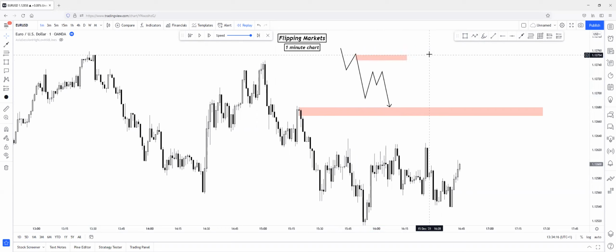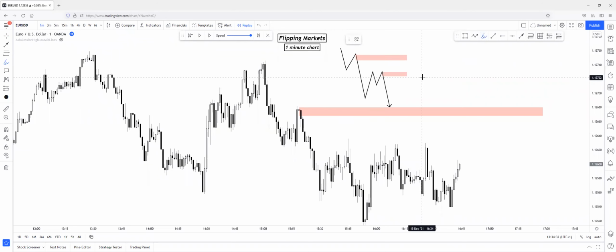Price created a breakout structure here with inefficient movement and came for a pullback, but couldn't tap into the zone. Instead of tapping into the zone, it created liquidity here. Okay, after this, price broke structure to the downside again. And you could mark another supply zone here.